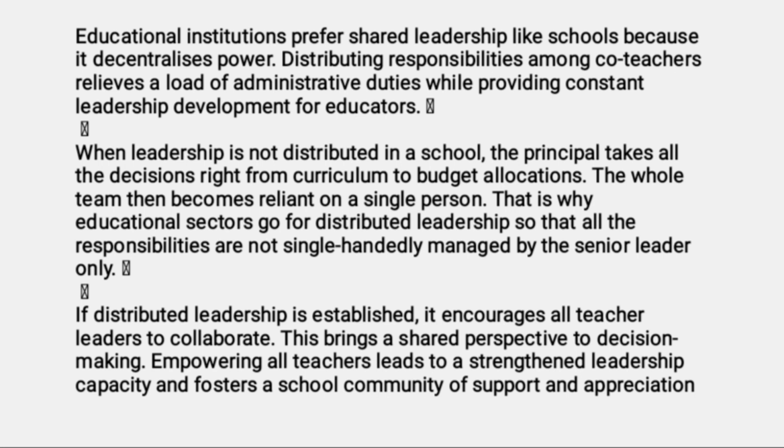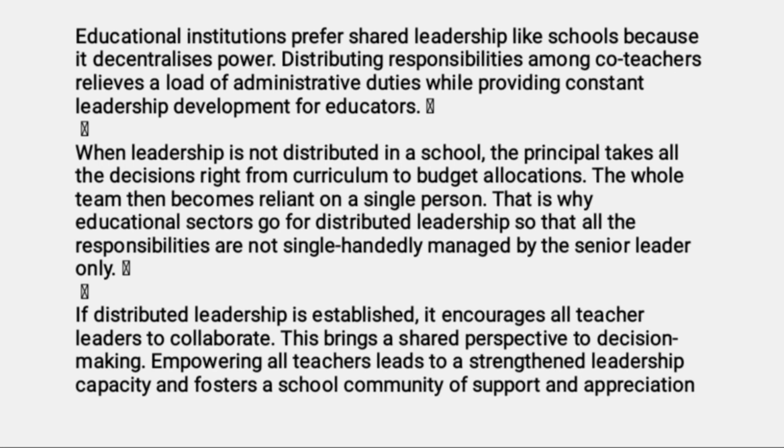When leadership is not distributed in school, the principal takes all the decisions right from the curriculum to budget allocations. The whole team then becomes reliant on a single person. That is why educational sectors go for distributed leadership, so that all the responsibilities are not single-handedly managed by the senior leader only. If distributed leadership is established, it encourages all teachers and leaders to collaborate.